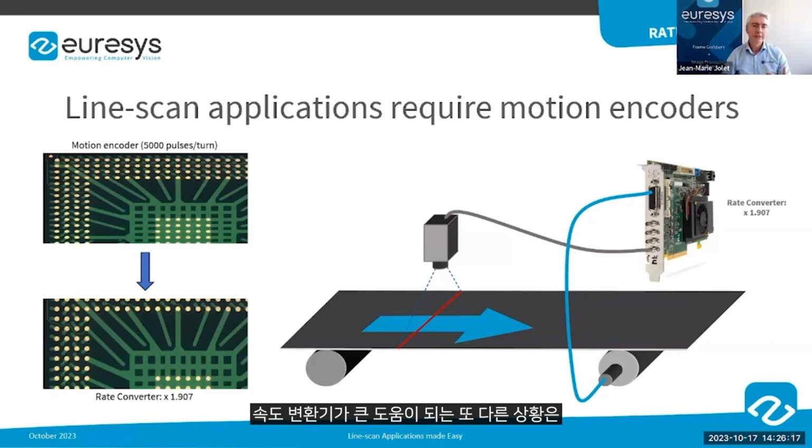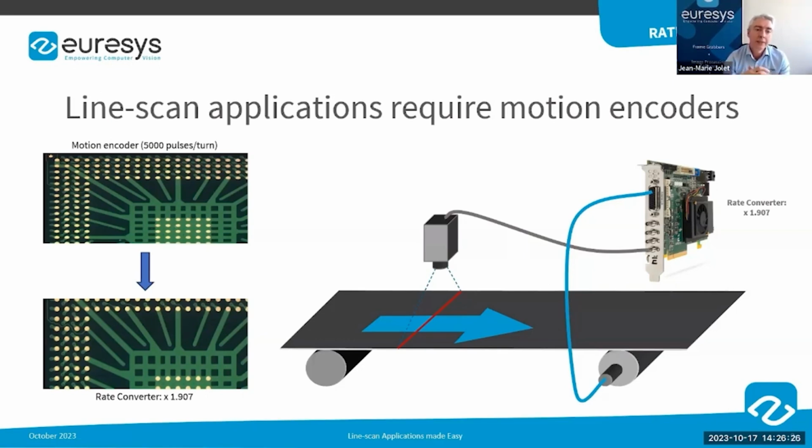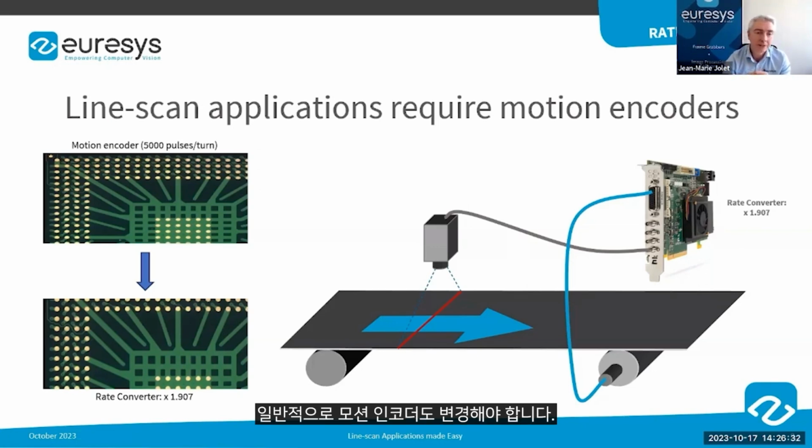Another situation where the rate converter is of great help is when a line scan application must evolve towards a higher resolution. In this case, changing the camera of a given setup usually means that you also need to change the motion encoder. Thanks to the rate converter, it is possible to keep the same encoder while increasing the resolution of the camera. This just requires updating the conversion factor. As we have seen, the rate converter gives system designers incredible freedom and flexibility during the development of a line scan application.